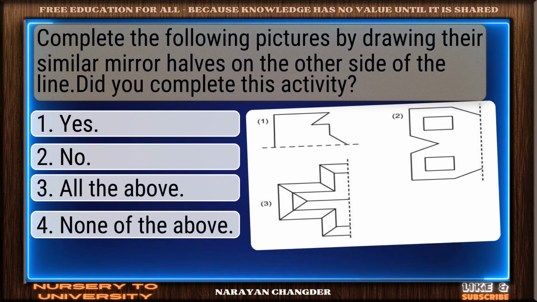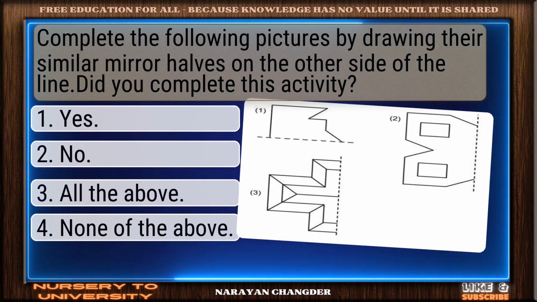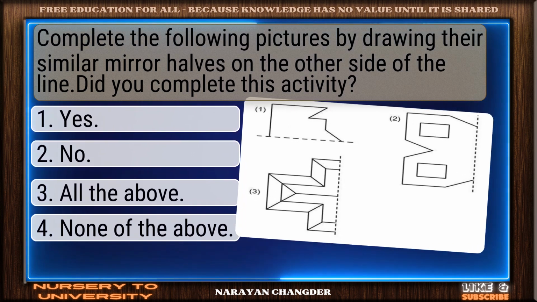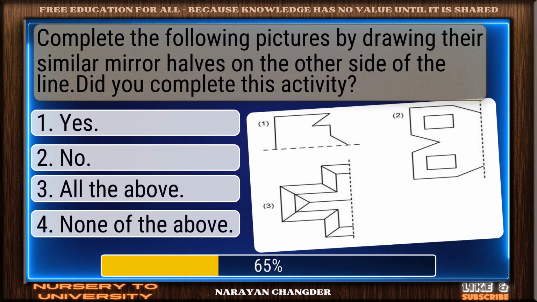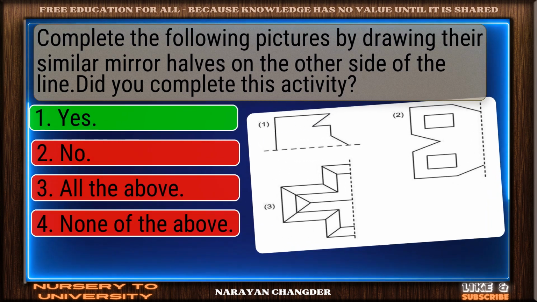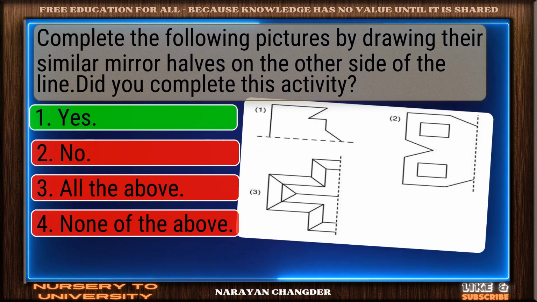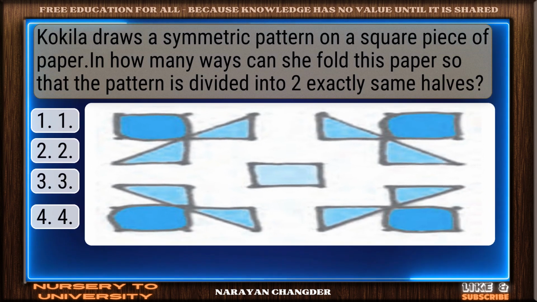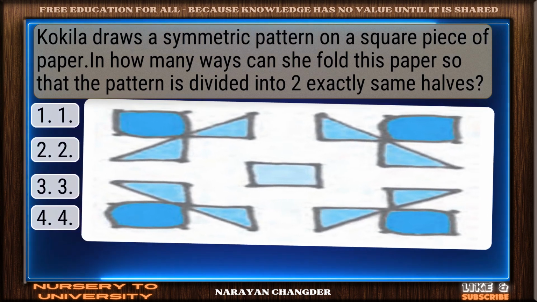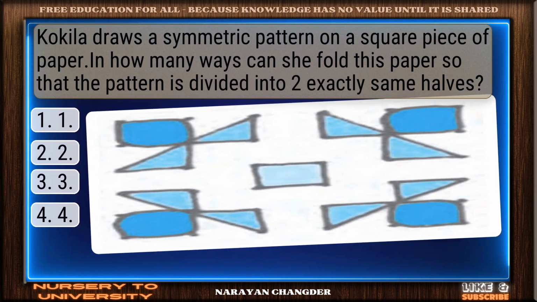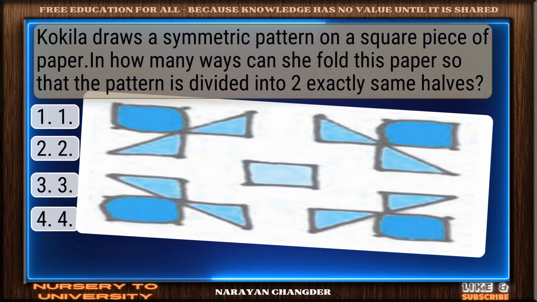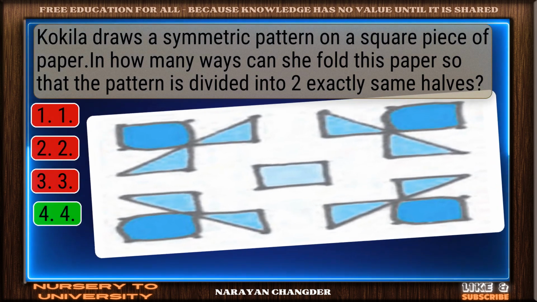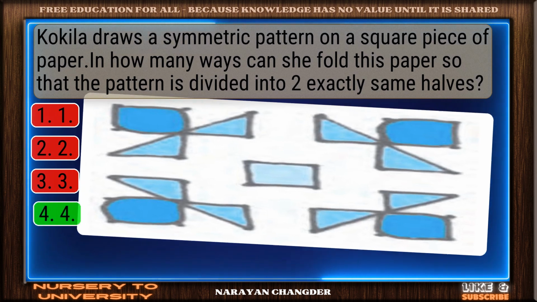Complete the following pictures by drawing their similar mirror halves on the other side of the line. Did you complete this activity? Clear logic. Your choice yes is sound and 100% true. Kokila draws a symmetric pattern on a square piece of paper. In how many ways can she fold this paper so that the pattern is divided into two exactly same halves? Nicely done. 4 is a solid answer.